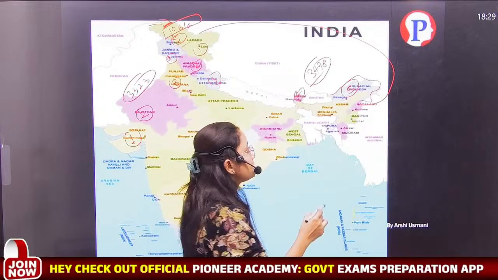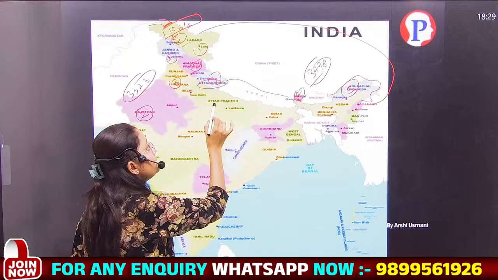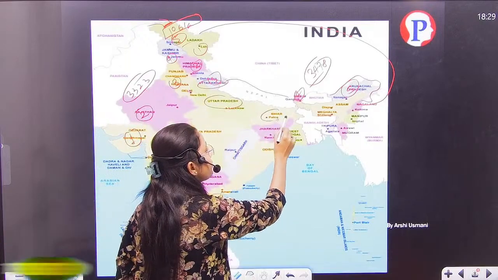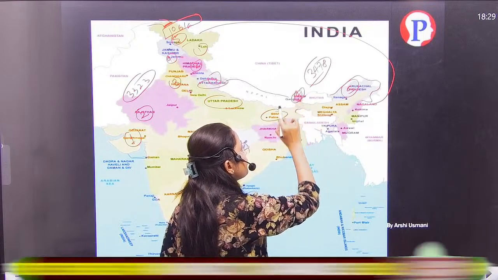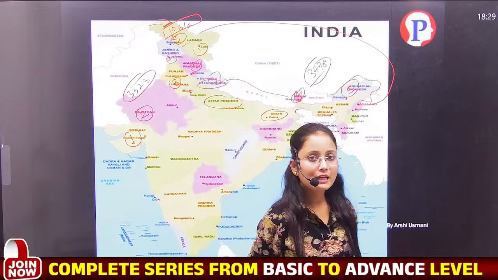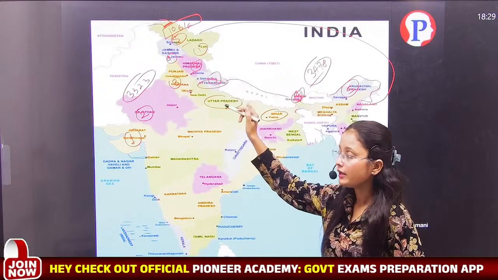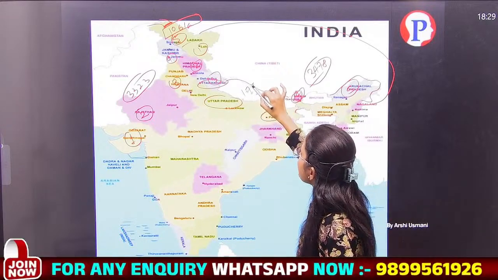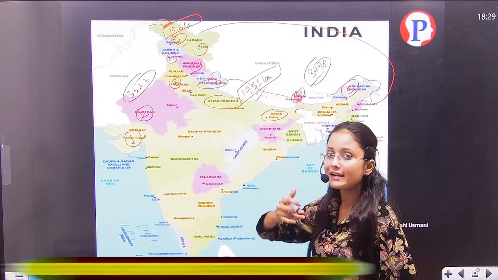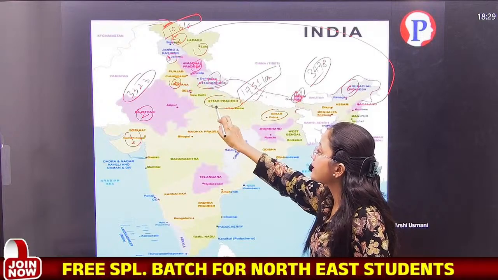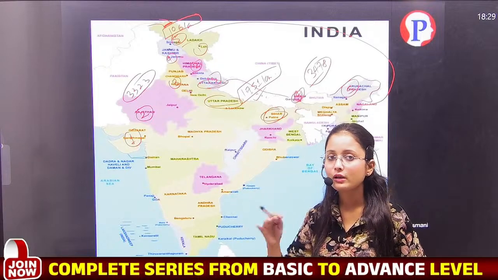Okay, now this is Nepal. First one will be Uttarakhand, then second is UP, third will be Bihar, fourth will be West Bengal, and fifth will be Sikkim. So there are five states who share its boundary with Nepal, and in kilometers it is 1751 kilometers. Just revise with me. First one will be Uttarakhand, second will be Uttar Pradesh, third will be Bihar, then West Bengal, and then Sikkim.